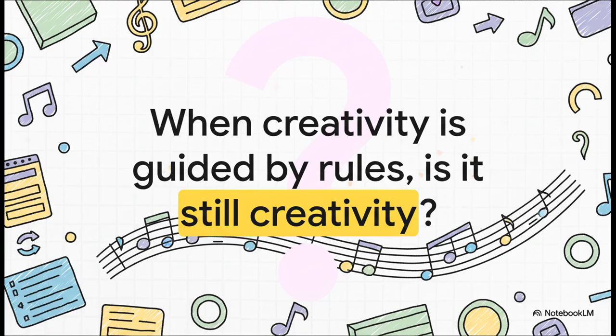But it does leave us with a much bigger, more philosophical question, right? All art has rules. A sonnet has to have 14 lines, a haiku needs a specific syllable structure. So by putting these guardrails on an AI, are we killing its creativity, or are we actually giving it the structure it needs to be creative? It's something to think about as this technology continues to evolve.